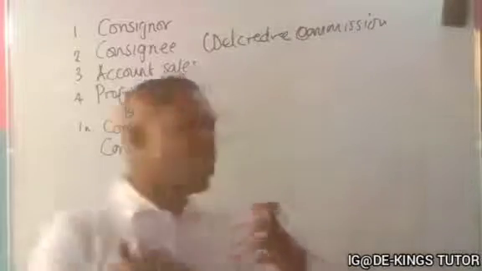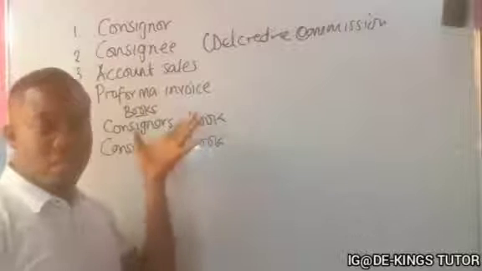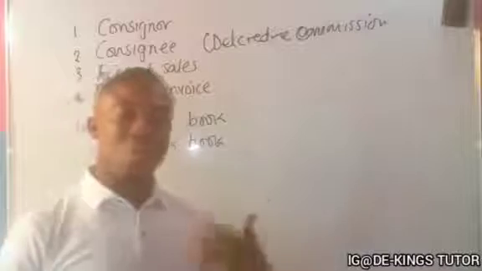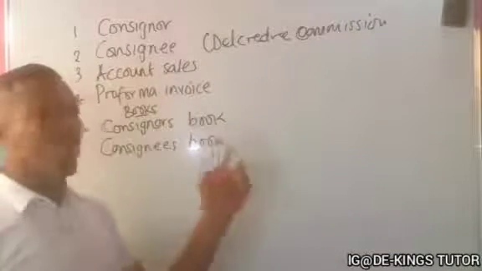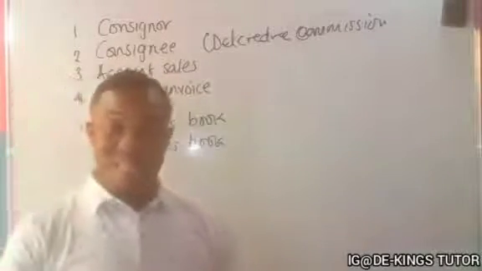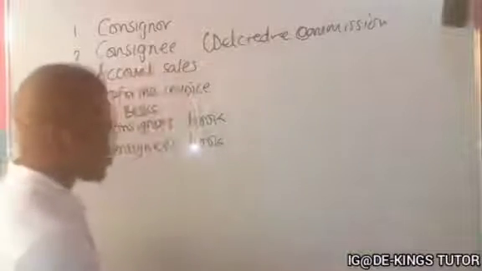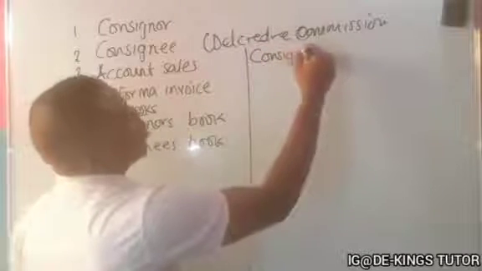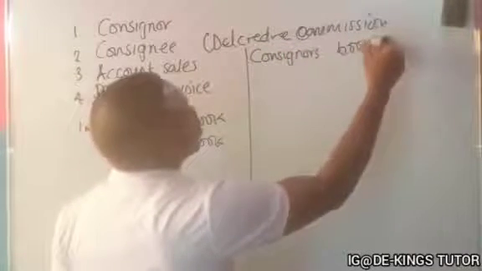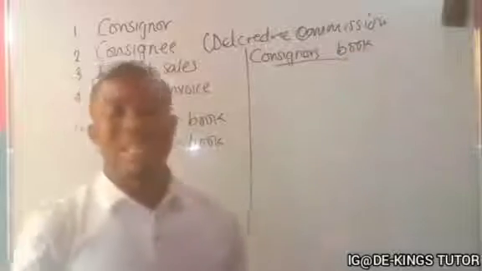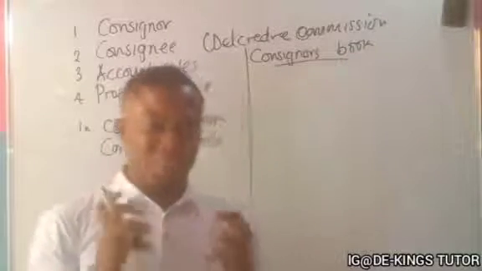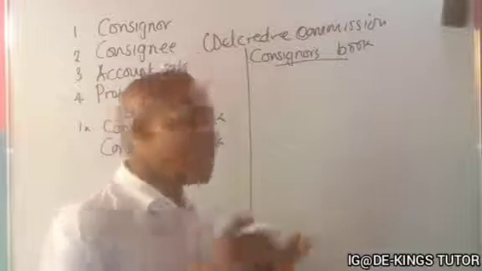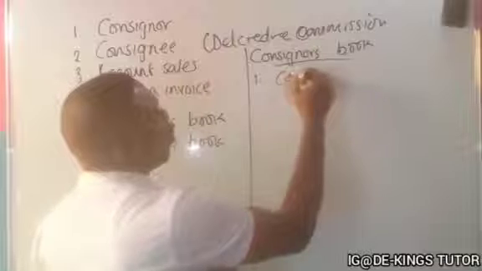We're going to see from the first one, in the consignor's book, what accounts are supposed to be prepared under the consignor. The consignor, as I've said, is the one sending the goods. In the consignor's book, the accounts that are important, that you should take cognizance of, is one, what we call the consignment account.